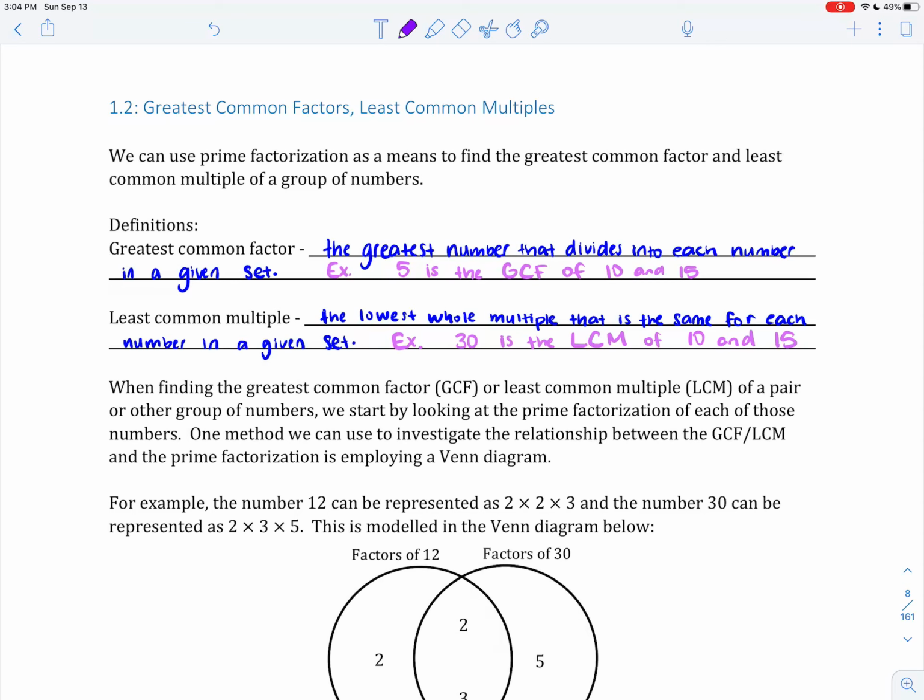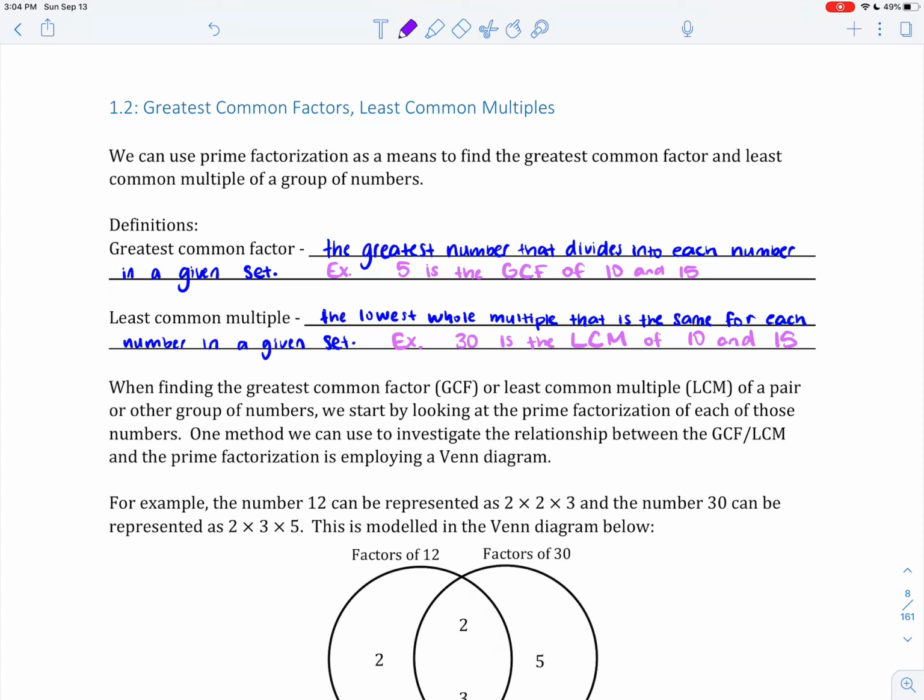The least common multiple is the lowest whole multiple that is the same for each number in a given set. So again, if we're looking at 10 and 15, the least common multiple will be 30.